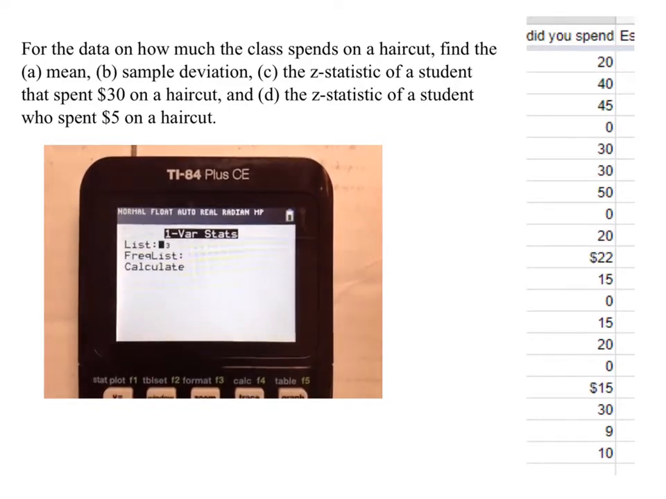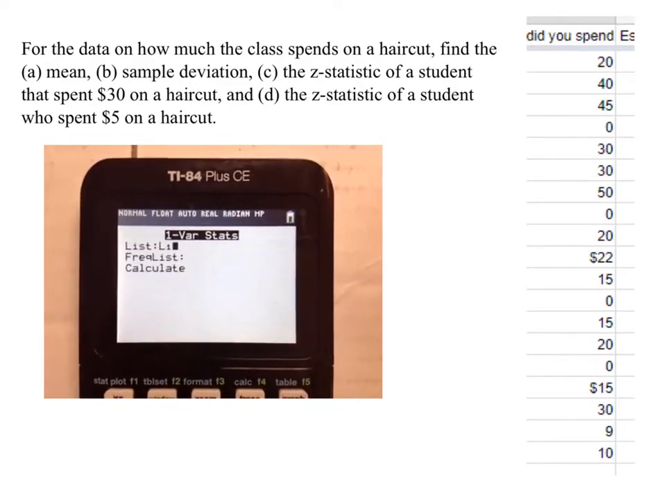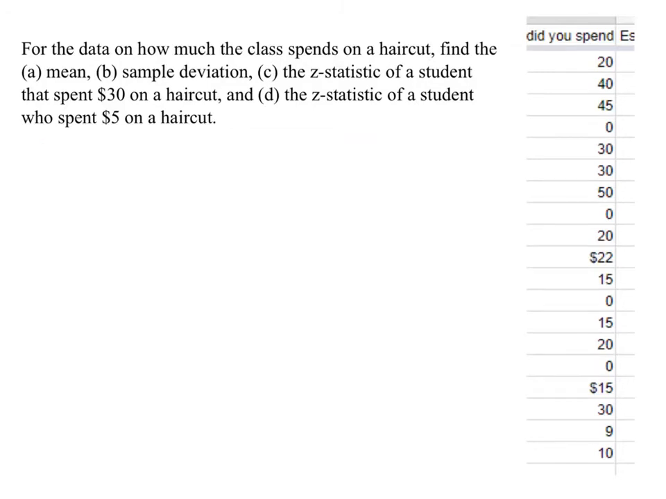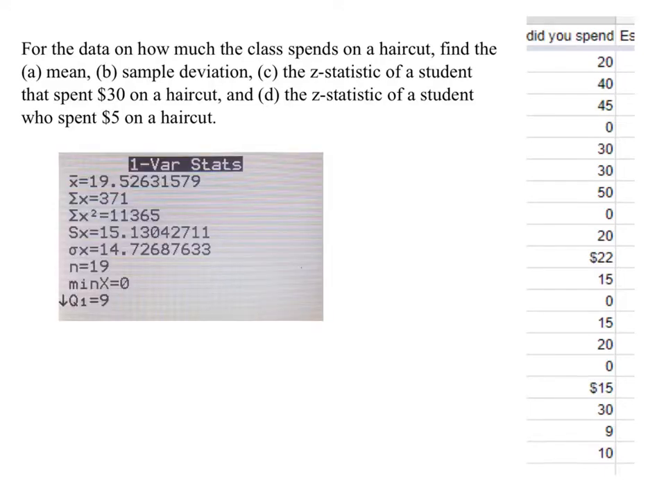So I'm going to do one variable stats on list 1. Calculate it, and there they are. All right, so here I've got my mean. This x bar, of course, answers A. So here's A right there. And part B is sample deviation, so part B is right there. So the mean was $19.53, and the sample deviation is 15.13.